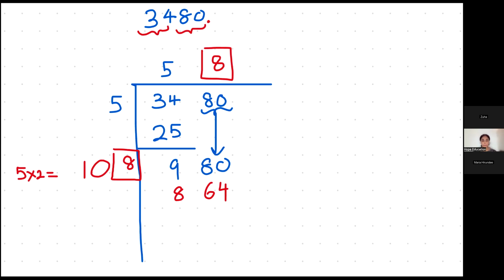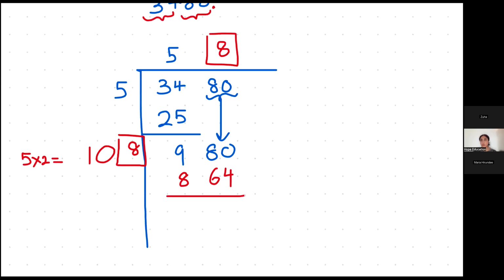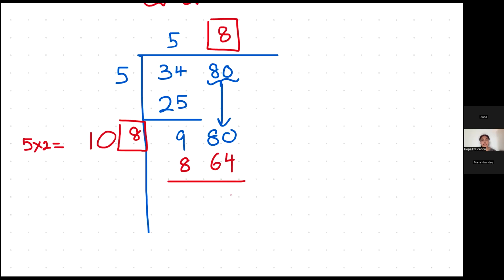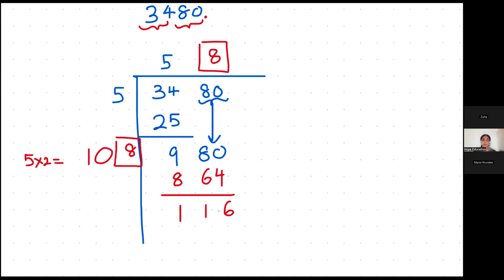Yes. Okay. Then 0 minus 4, that is 10 minus 4 is 6. 7 minus 6 is 1. And 9 minus 8 is 1. Right? Now we have the remainder.